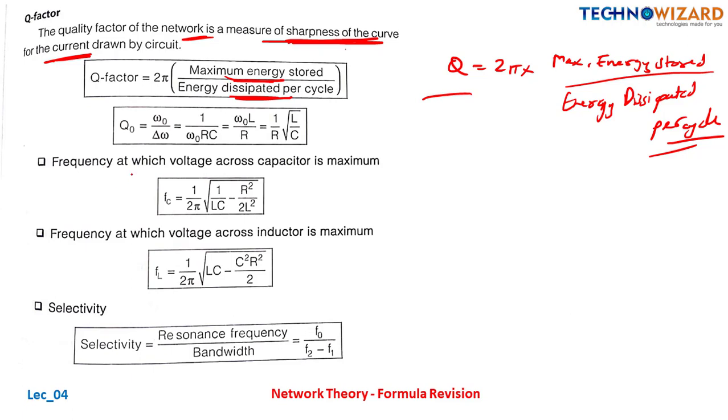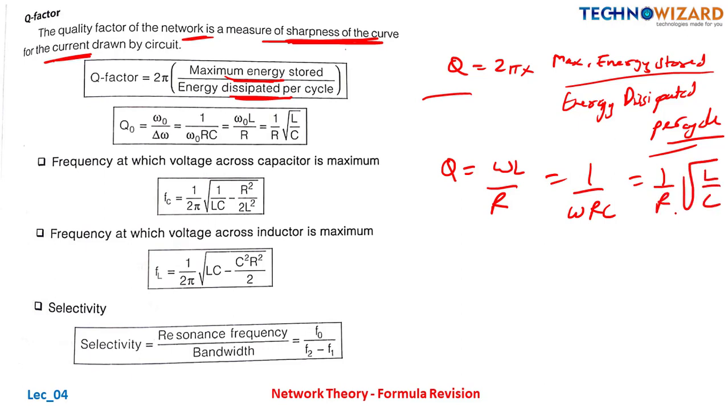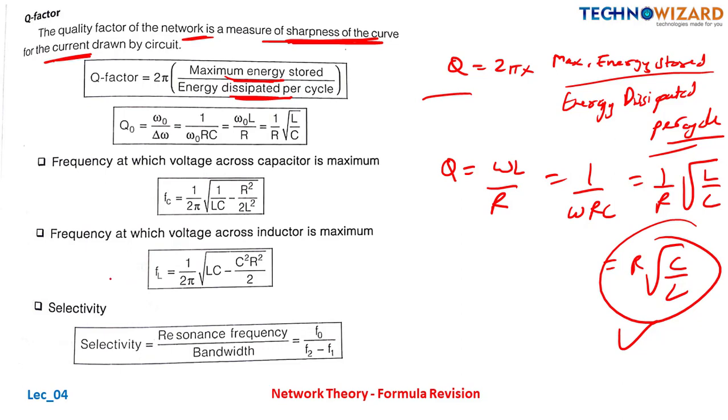Okay. So the formula for quality factor is equal to omega L by R for a series resonant circuit, and 1 upon omega RC for a parallel resonant circuit. For series it is equal to 1 upon R root of L by C, and for parallel it will be equal to R root of C by L. I will tell you in the next slide. Frequency at which the voltage across the capacitor is maximum is Fc equal to 1 by 2 pi root of 1 by LC minus R square upon 2L square.